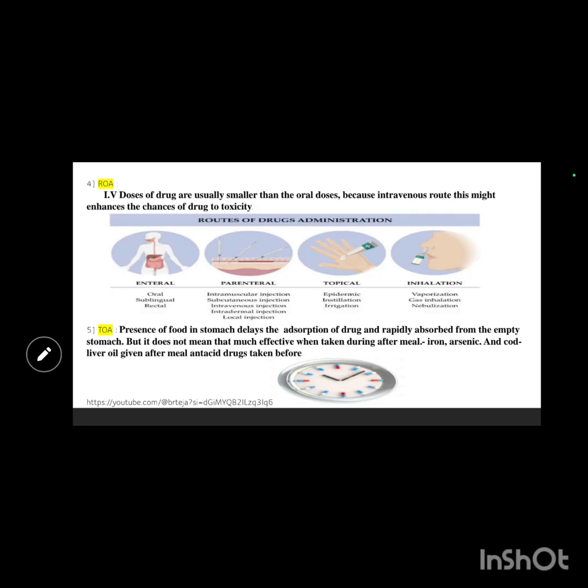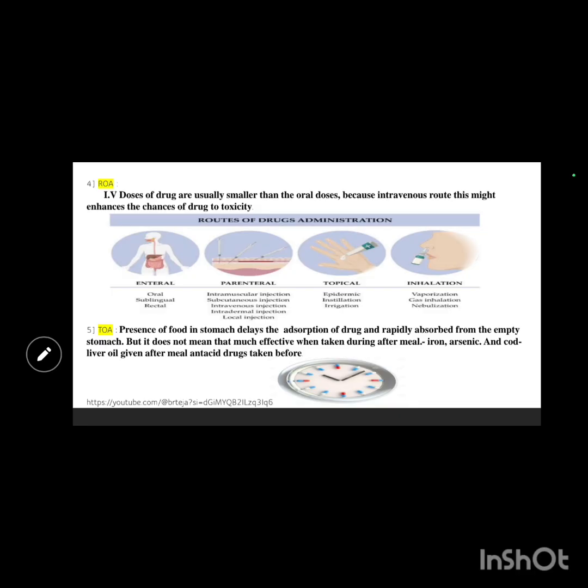The oral route takes time depending on pharmacokinetic properties, ADME: absorption, distribution, metabolism, and excretion. It's a long process, but intravenous is a short process. Intravenous doses of a drug are usually smaller than oral doses because the intravenous route enhances the chances of drug toxicity, right? Drug toxicity.